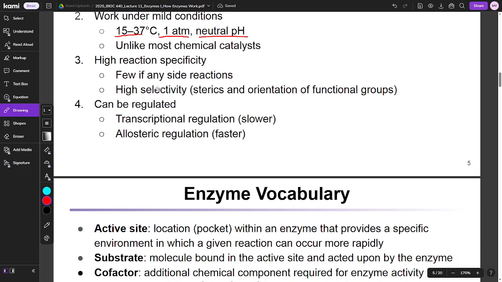The rest of this isn't really that important. I think high selectivity and very few side reactions is the main thing there.